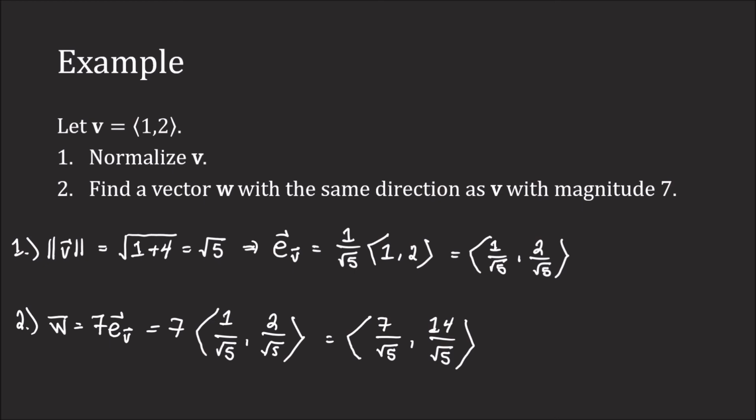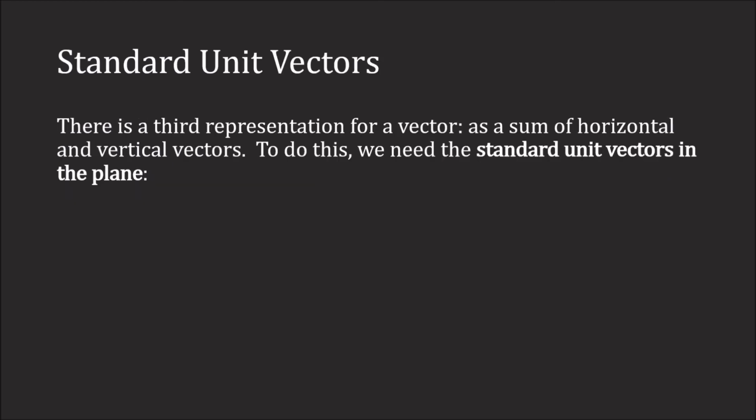There is a third way of representing vectors, as a sum of the horizontal and vertical vectors. To do this, we need the standard unit vectors in the plane. There are two of them. Anyone who has studied physics would recognize these. You have i, which is (1, 0), so this is the x direction. And then you have j, (0, 1), this is the y direction.